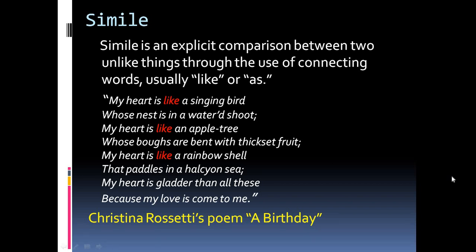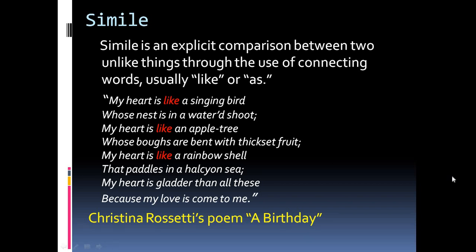Okay, so I have taken a very famous poem by Christina Rossetti, A Birthday. The lines are: My heart is like a singing bird whose nest is in a watered shoot. My heart is like an apple tree whose boughs are bent with thickest fruit. My heart is like a rainbow shell that paddles in a halcyon sea. My heart is gladder than all this because my love is come to me. So from this poem by Christina Rossetti, I've taken these lines.